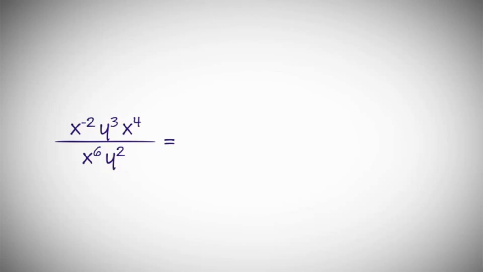And when we multiply two quantities with the same base, we add our exponents in order to simplify. So x to the -2 times x to the 4th is going to equal x squared. That's the only like terms in the numerator, and there are no like terms that need to be combined in the denominator. So our simplified expression so far is x squared times y to the 3rd over x to the 6th times y squared. Now we can combine like terms over the fraction bars.